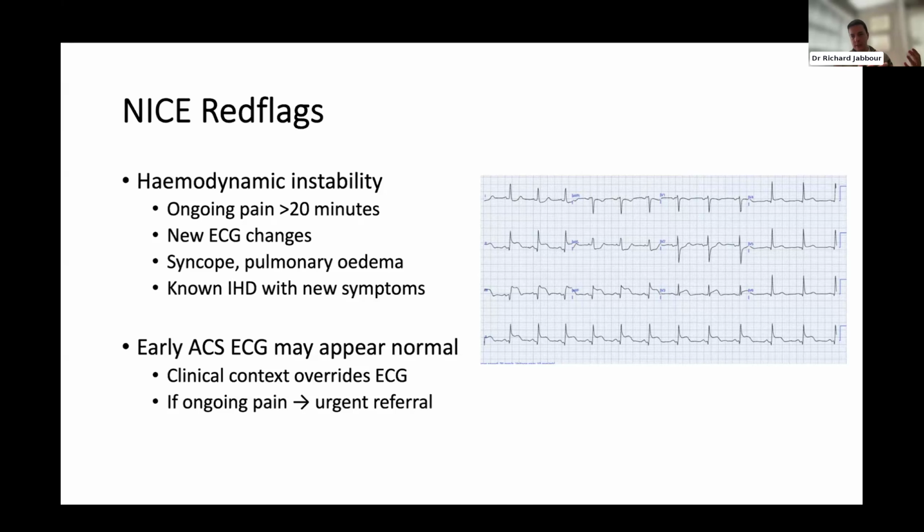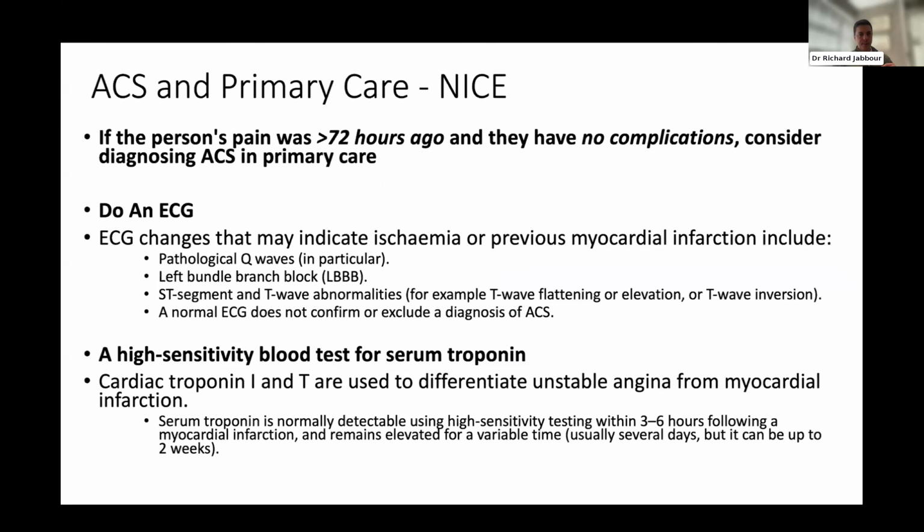So if the patient is, for example, presenting with a classical history of pain on exertion after 100 meters, and now it's gradually increased, and now they're getting pain at rest, and the ECG is normal, that is unstable angina, and they need to be referred. So the clinical context always overrides the ECG.